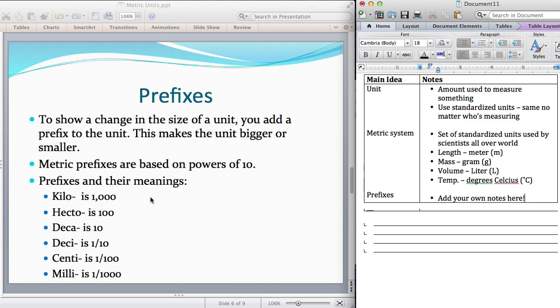And the nice thing about metric units is they're all based on powers of 10, which means the math is stupid easy. It's so easy. There's not actually any math involved. You're just moving decimal places. So here are the prefixes and their meanings.